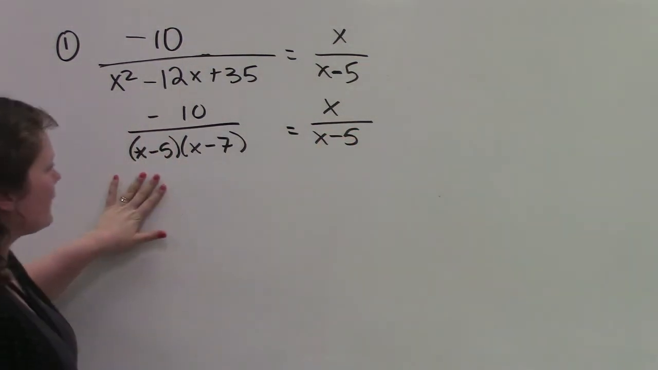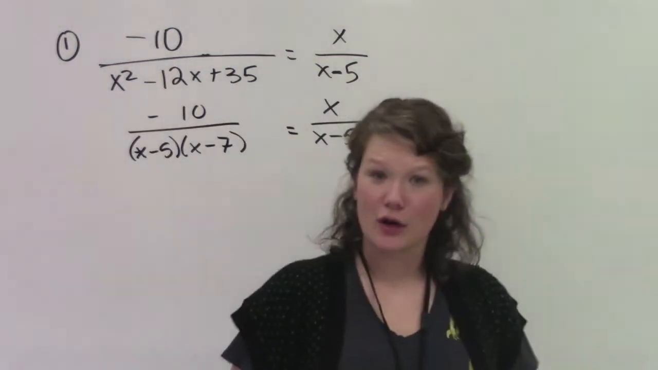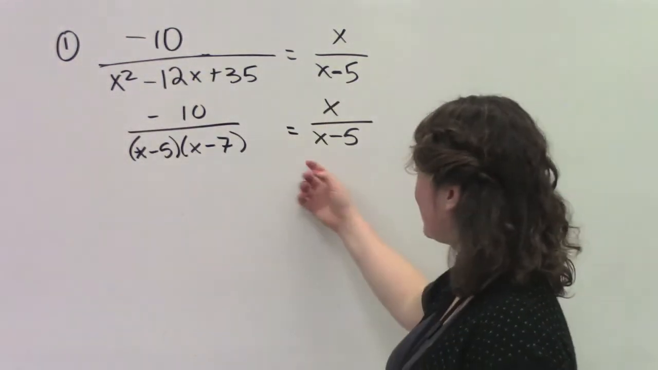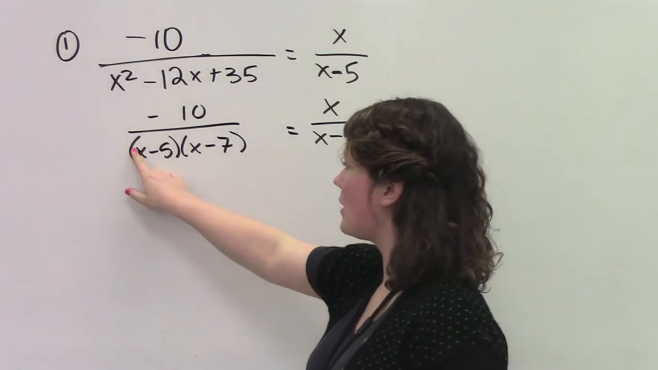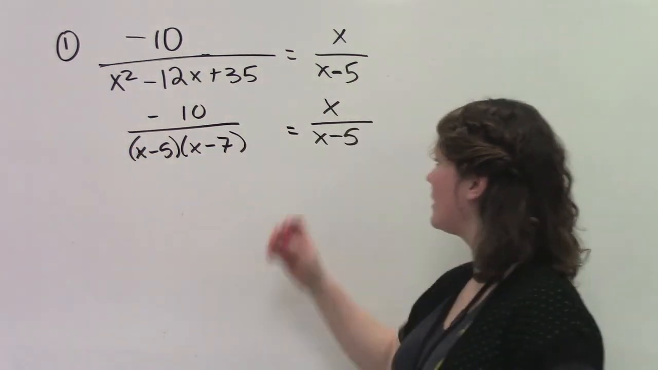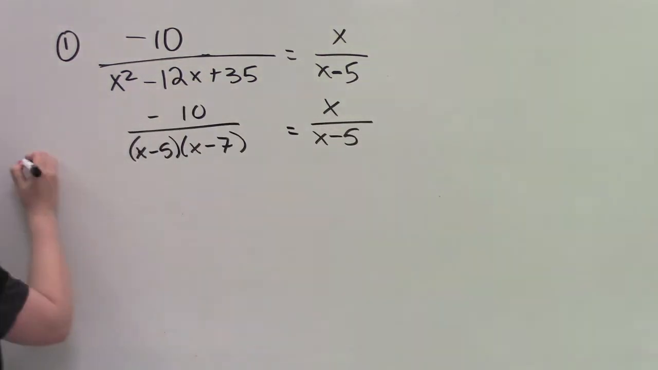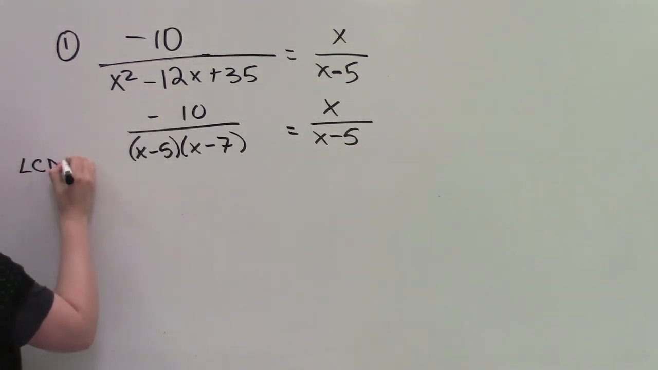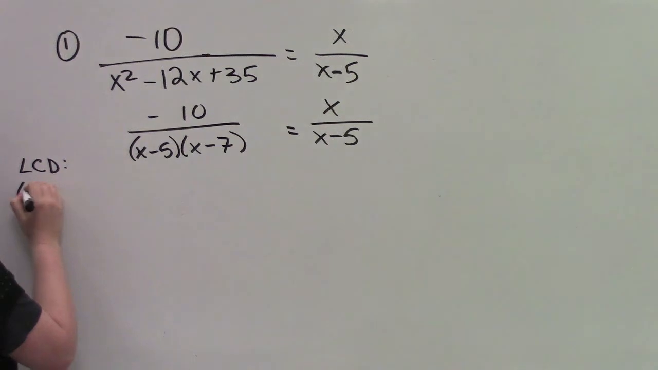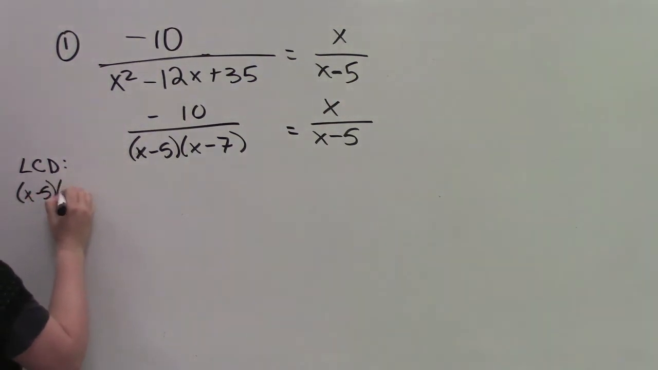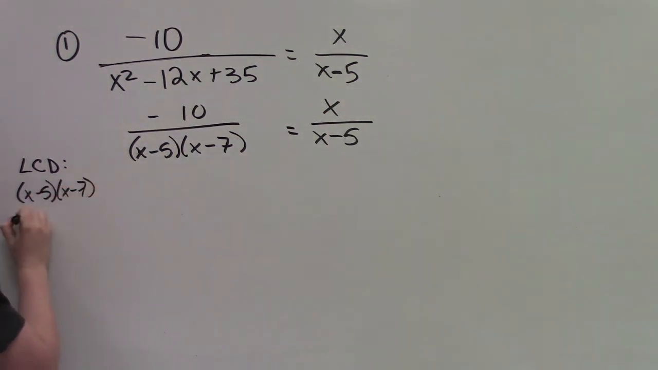The next thing that we want to figure out here is the lowest common denominator. This one, kind of easy to see. We have an x minus 5 times x minus 7, or just an x minus 5. So our lowest common denominator is actually going to be x minus 5 times x minus 7. Good time to do the non-permissibles. X cannot equal 5 or 7.